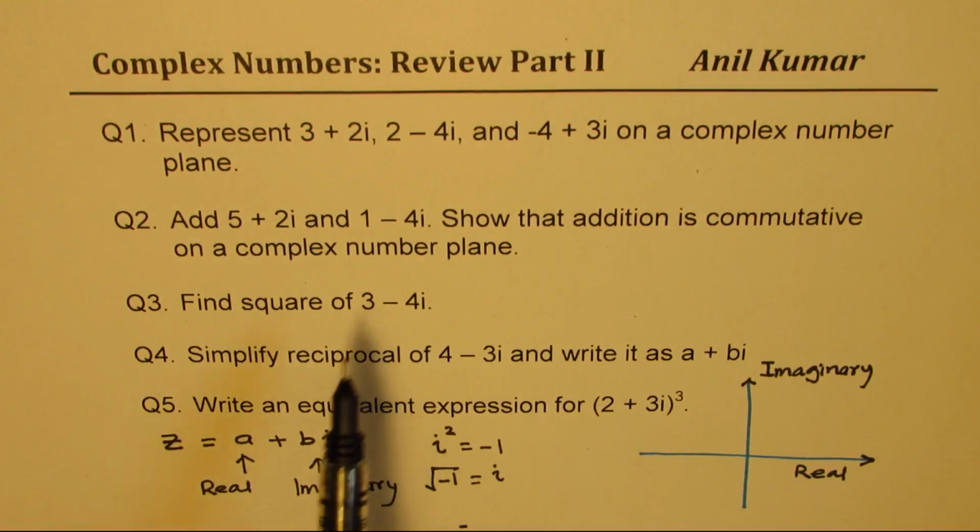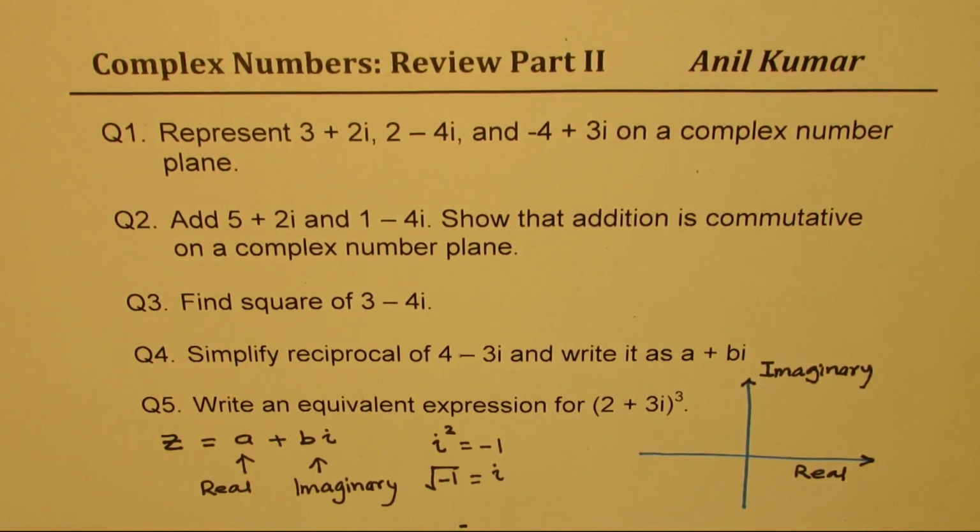As far as the operations on complex numbers are concerned, they follow the same operations as we do with real numbers. That is to say, addition is commutative, and we have the associative property and the distributive property. So all these 3 properties are there.